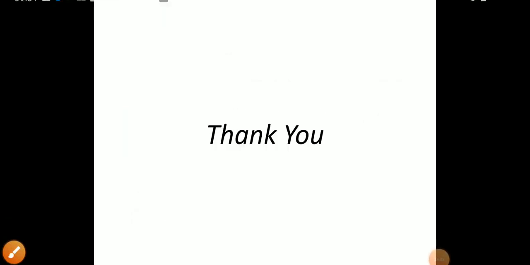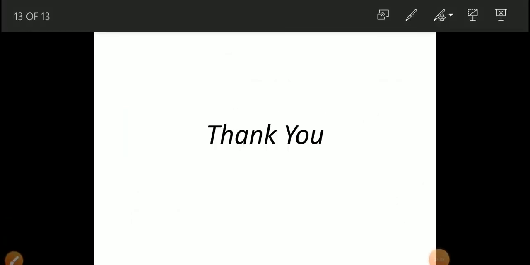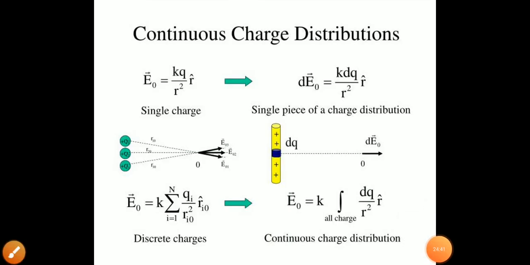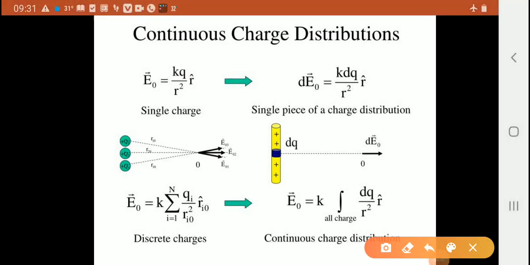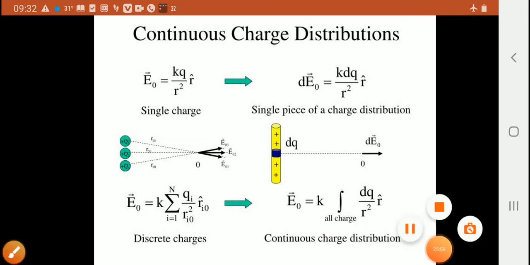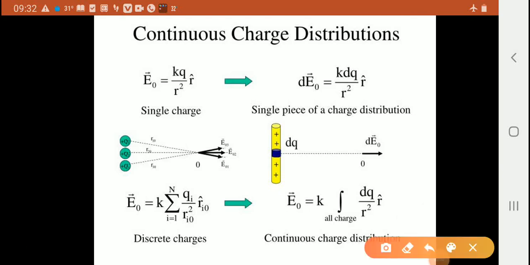For continuous charge, E equal to the integral value of k all charges dq upon r square and unit vector of r. This is the continuous charge distributions, right? All charge is a surface charge, line charge, volume charge, and different charges uniformly.